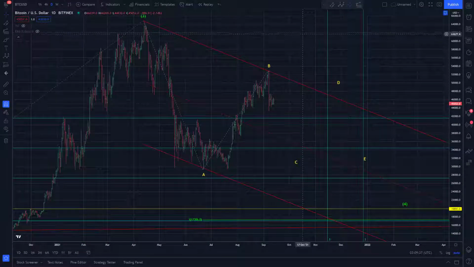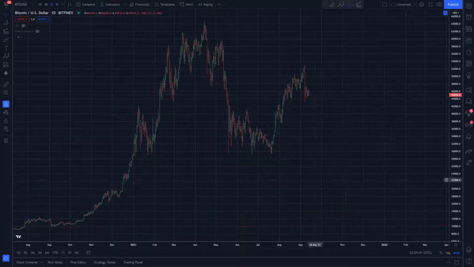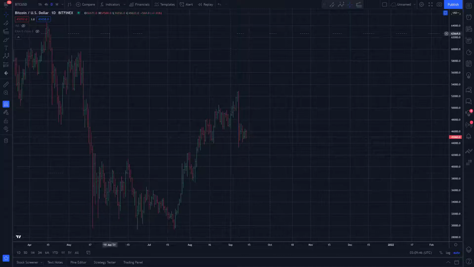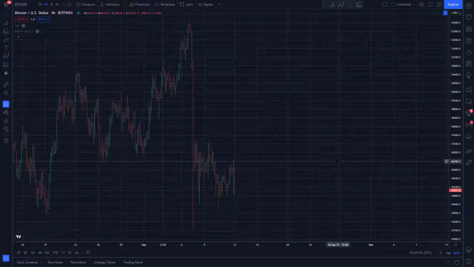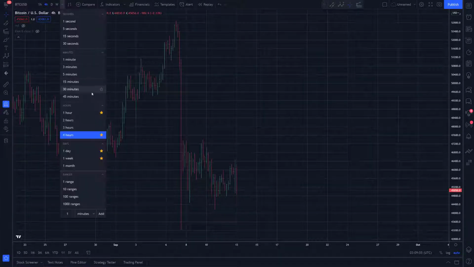Now, if we go in even closer here, and let me just really clean things up now that I've gotten the bigger picture aspect out of the way, let's go down to maybe the 4-hour time frame. Or we could do 2-hour perhaps. Let's see.